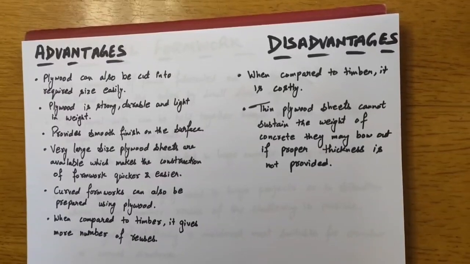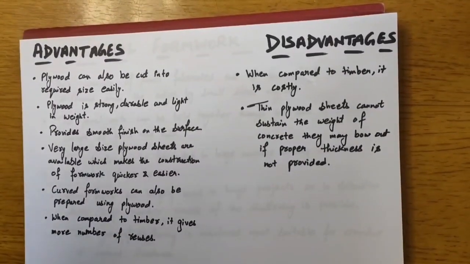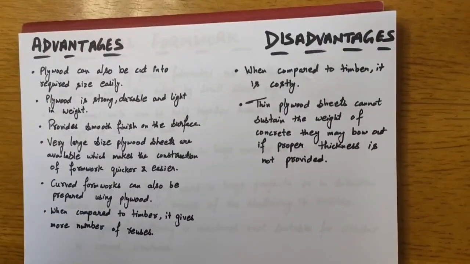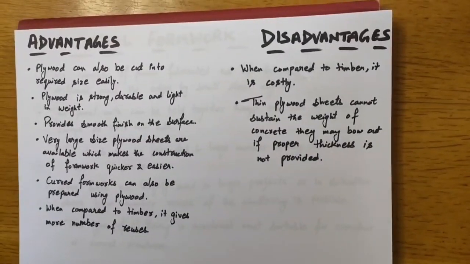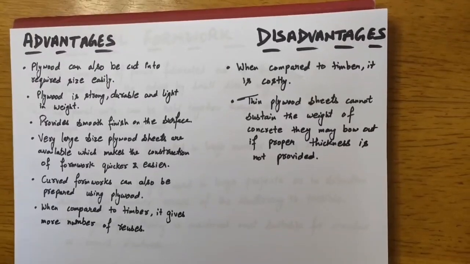Curved formwork can also be prepared using plywood. So if you have a structure which has curved shape, so the plywood formworks are very useful on such conditions. When compared to timber, it gives more number of reuses.